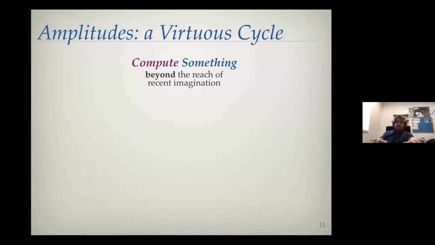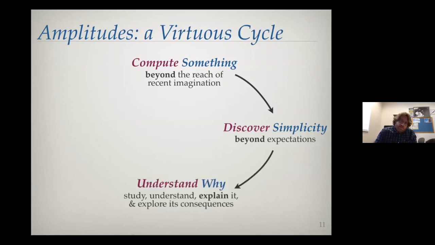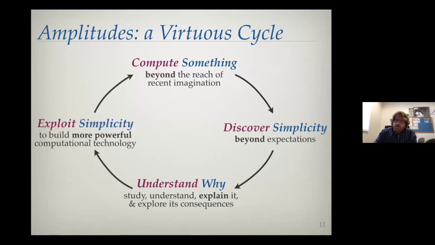Compute it by any means necessary, and as soon as you get the result, you rush it to publication, and you put a 20-page appendix out there. And then shortly thereafter, somebody discovers something amazingly simple about these predictions, way beyond what anybody would have expected. Then you spend sometimes 5 to 10 years figuring out why. You understand its simplicity, you explain it, you explore its consequences, and then you put that understanding into new technology, and that allows you to compute something further.